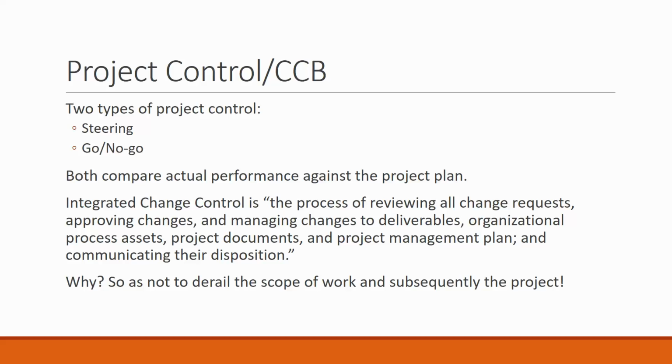We need to update project documents. We need to update our project management plan. And then we need to make sure to communicate all of this information. And why do we do this? It's so that scope of work doesn't derail our project. And remember, scope of work, part of the triple constraint.